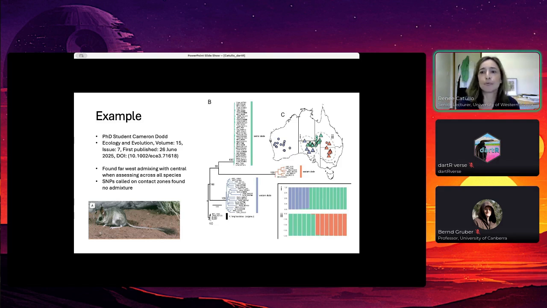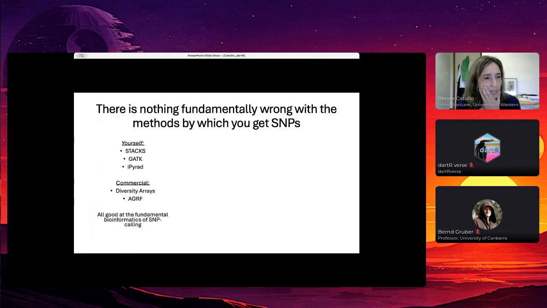Because that broader SNP data set was called on too wide of a thing, we lost all those really a lot of our useful isolation by distance loci when we had multiple species.